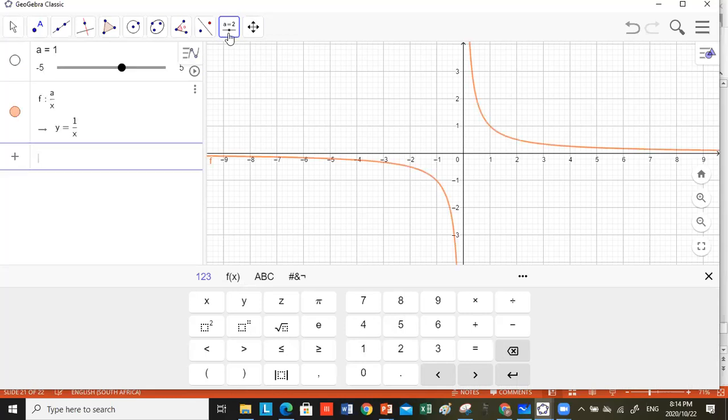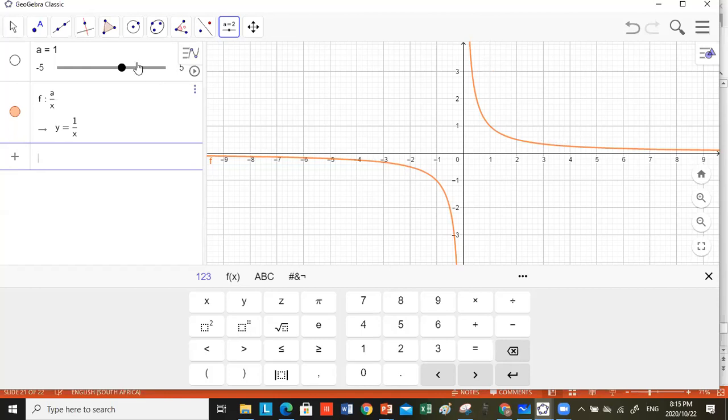So this is the mother function. Now you see that if a is positive, always the function will be on the first quadrant and the third quadrant. And the learners should know that this will always be the case.